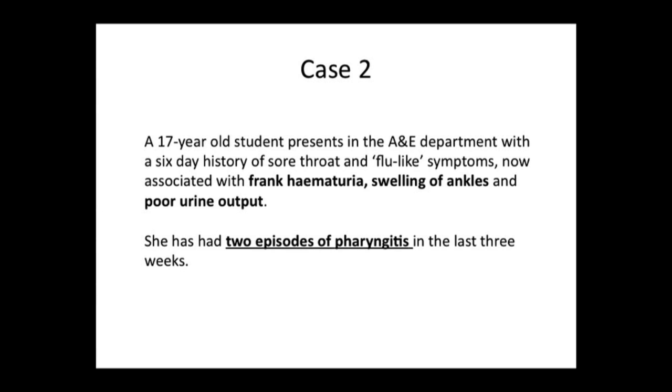The second case is our 17-year-old who's had streptococcal throat infection, I've just given it away, and then develops hematuria, swelling of ankles, and poor urine output. So which syndrome is this? This is nephritic syndrome. Yeah, frank hematuria, Coca-Cola coloured urine. She's also losing a bit of protein because proteinuria is part of the triad, so she's got swelling of her ankles. She's had a sore throat. So what's the most common cause of nephritic syndrome in young adults and children? Post-streptococcal glomerulonephritis. Okay, so this is a typical case of post-streptococcal glomerulonephritis.